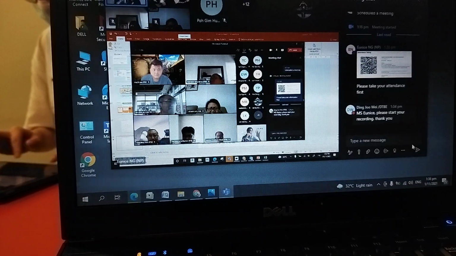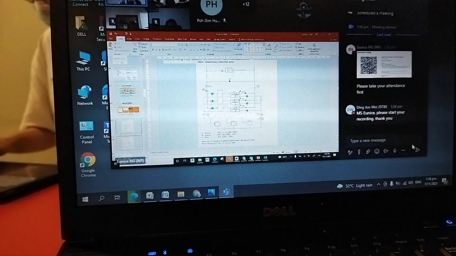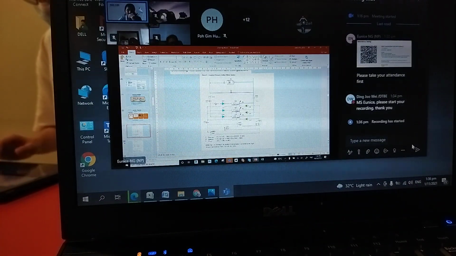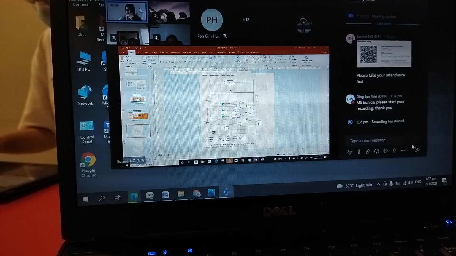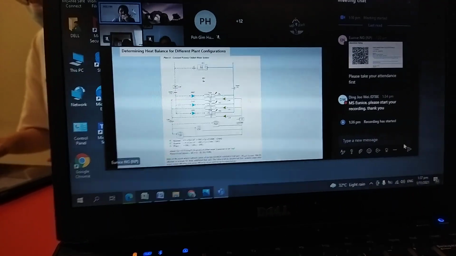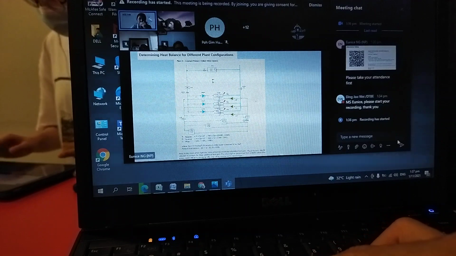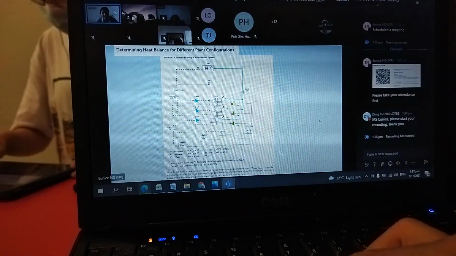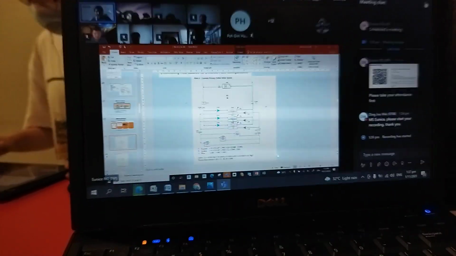Okay, I repeat again. The first one, since the recording just started, is the pump is on constant flow through the chiller. This pump also is sized based on the critical path load. So what does it mean by critical path load? It means this.